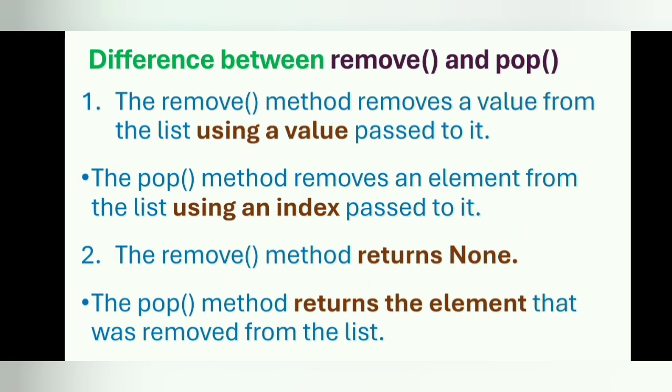Difference between remove and pop method. The remove method removes a value from the list using a value passed to it. The pop method removes an element from the list using an index passed to it. The remove method returns None. The pop method returns the element that was removed from the list.